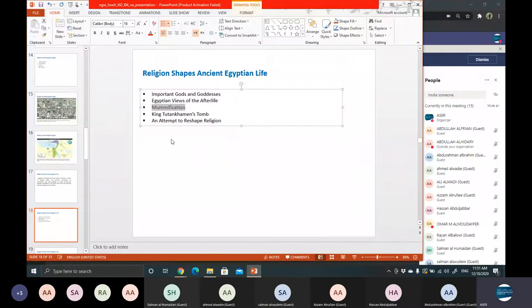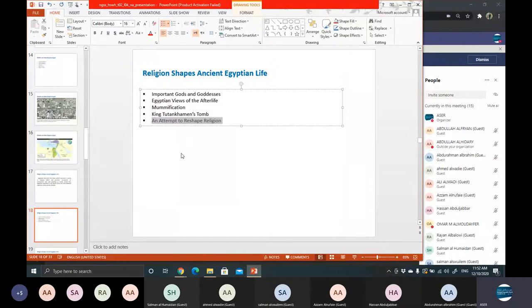So they adopted mummification. And one of the most important pharaohs of that era was King Tutankhamun. Tutankhamun was a young pharaoh who died very, very young, actually. And he's very famous nowadays because he's considered to be the only pharaoh whose tomb was discovered complete, without anything missing out of it. So King Tutankhamun's tomb was discovered in 1922.